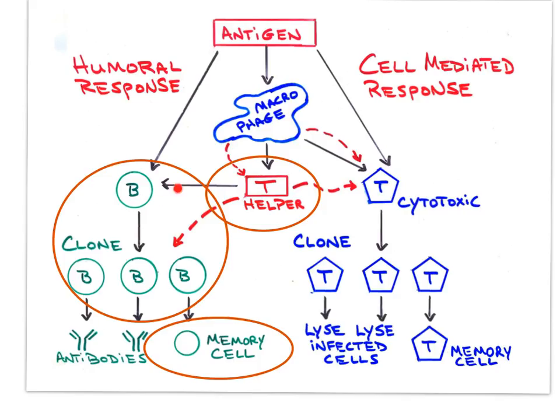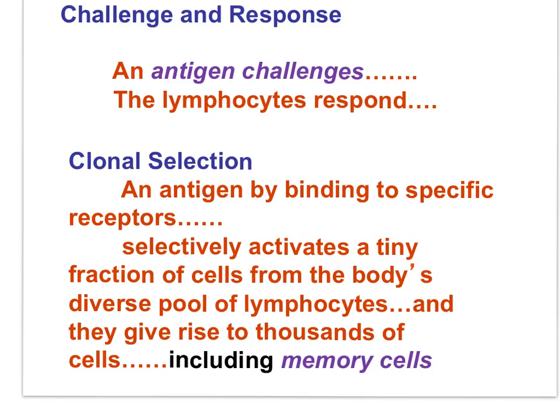And the B cells, once activated by the helper T cells, will clone themselves into a large colony of cells all ready to fight the specific pathogen. And then some of those cloned cells will reside in the body for long periods of time as memory cells, ready to defend the body against the pathogen upon a second exposure. So this is what's meant by clonal selection. An antigen, by binding to specific receptors on macrophages or lymphocytes, selectively activates a tiny fraction of cells from the body's diverse pool of lymphocytes, and they give rise to thousands of cells, including memory cells.